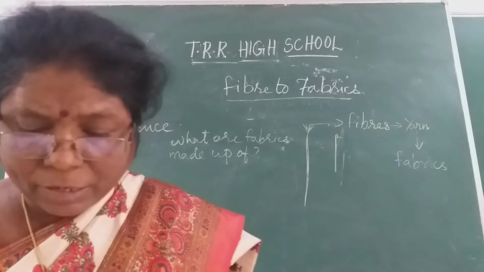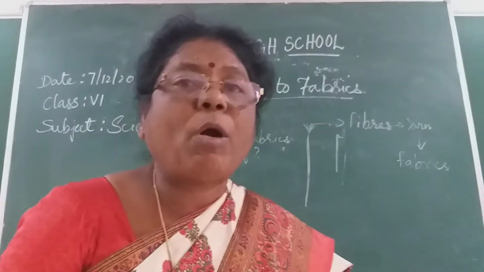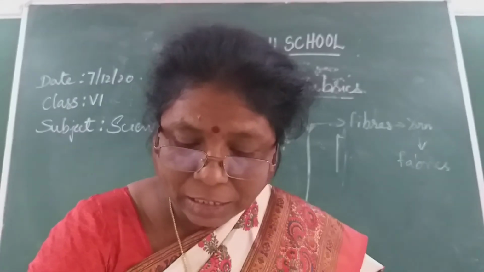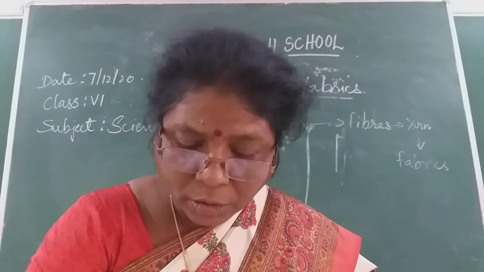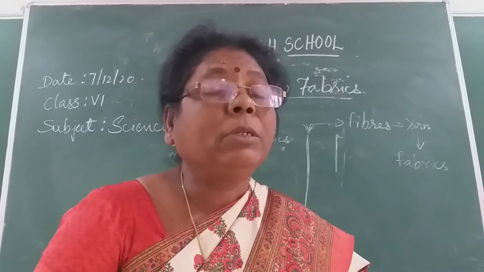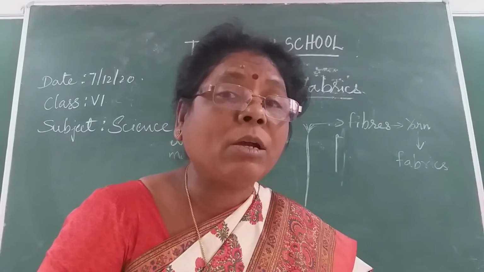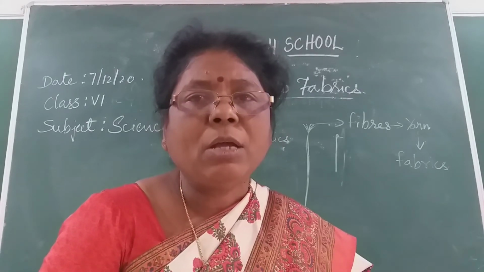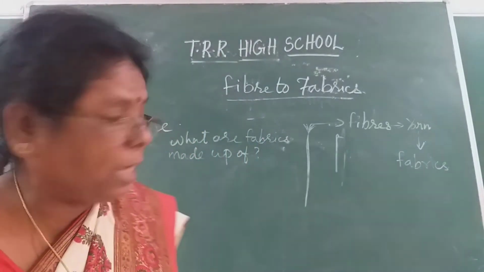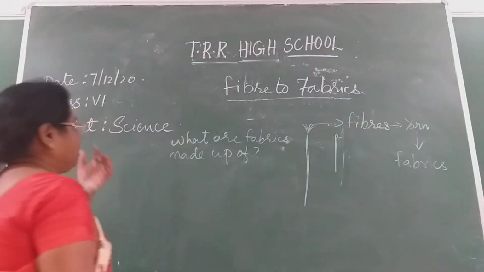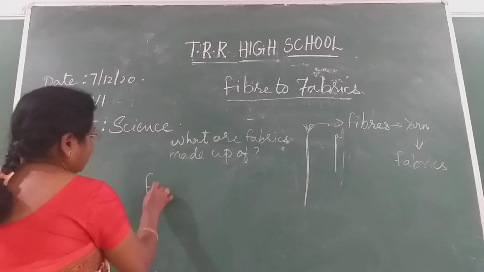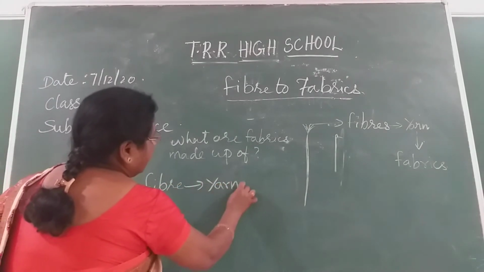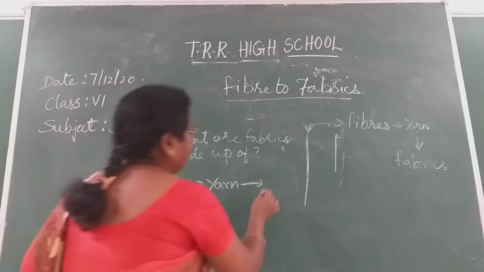If it is a cotton fabric, it is made up of cotton yarn only, which is derived from the cotton plant. From where do you get cotton fabrics? From the cotton plant only. So here, what is the flow chart? Here you will see fiber, yarn and fabric.